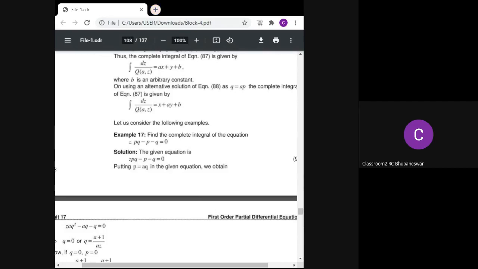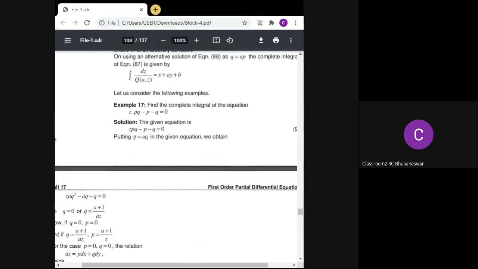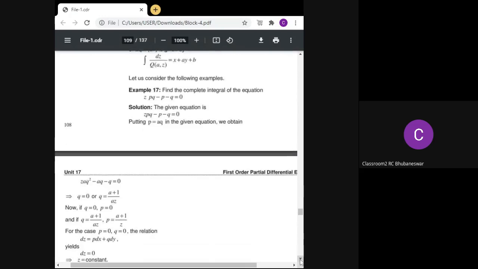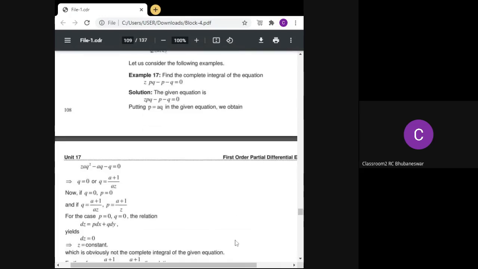In the form of z, p, q. Now, let us see, we are calculating the partial derivative with respect to z, then with respect to p, and with respect to q, and then we are solving the last two expressions to find the value of q equals 0 or q equals a plus 1 by a z.